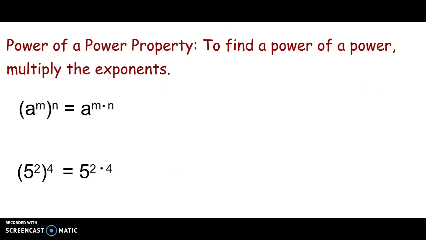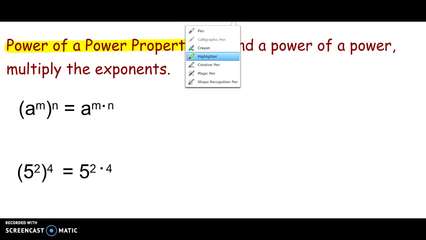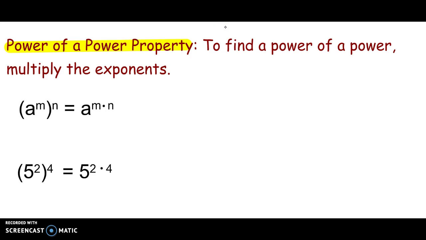Now, we're going to talk about what we do when we have the power of a power property. When you have a power of a power, that means you're taking an exponent and raising it to another exponent. So for example, I have a to the m, and I'm raising that to the nth. When that happens, we multiply them. Now let's talk about why.